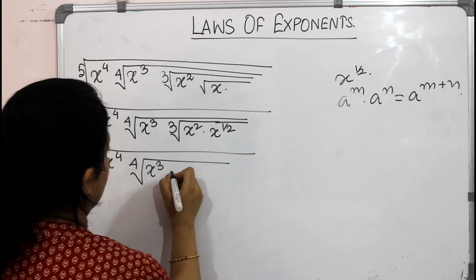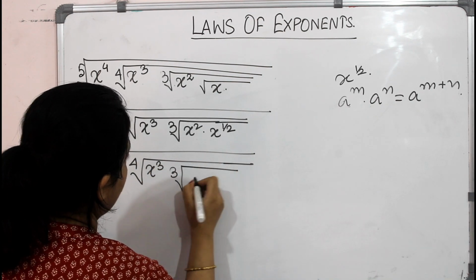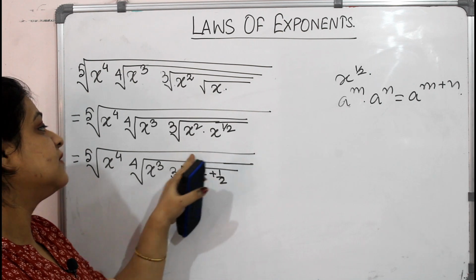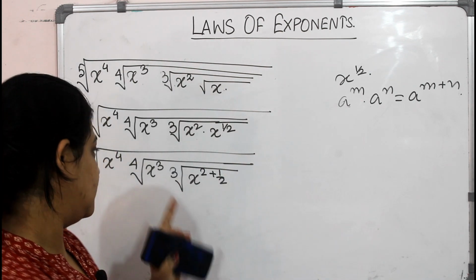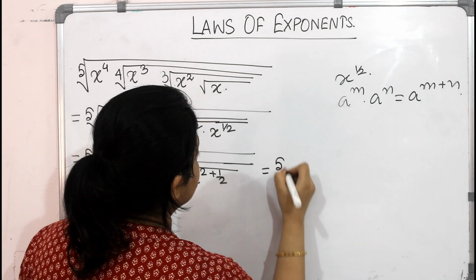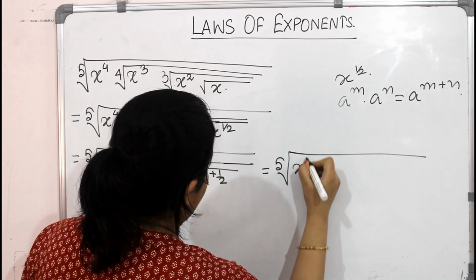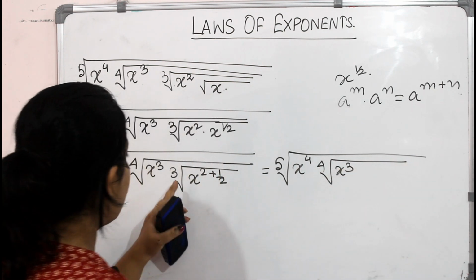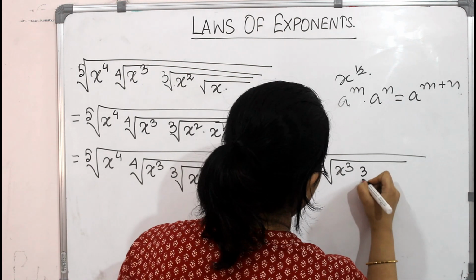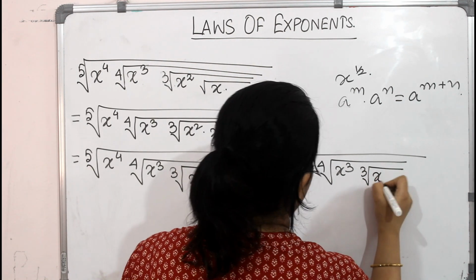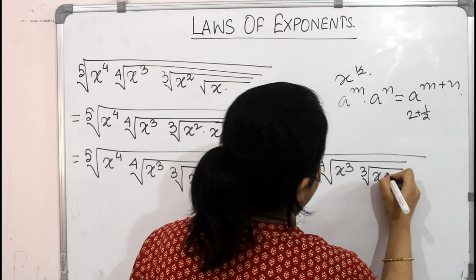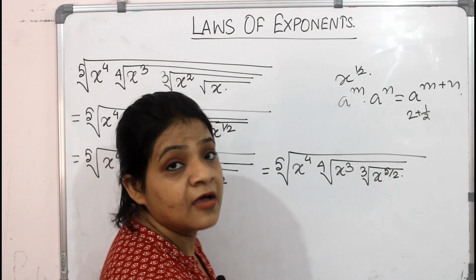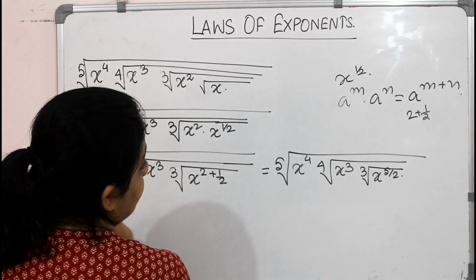Under this fourth root you are having 3 cube root of x square, 2 plus 1 by 2, since same base but different powers. Okay, now we will write it as fifth root of x to the power of 4, then fourth root of x cube, then this as cube root of x to the power of 2 plus 1 by 2 is 5 by 2. I am not showing you this calculation. So cube root of x to the power of 5 by 2 we can write.